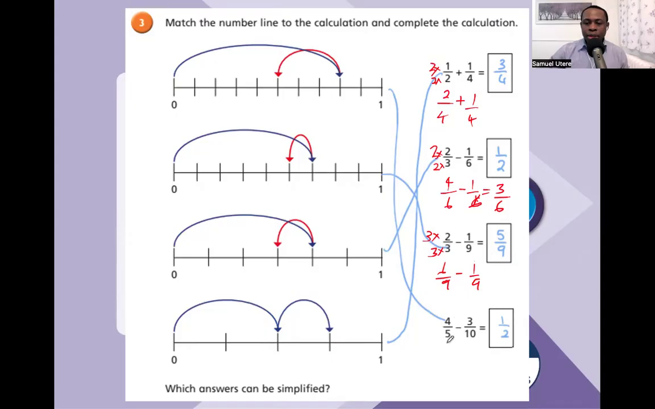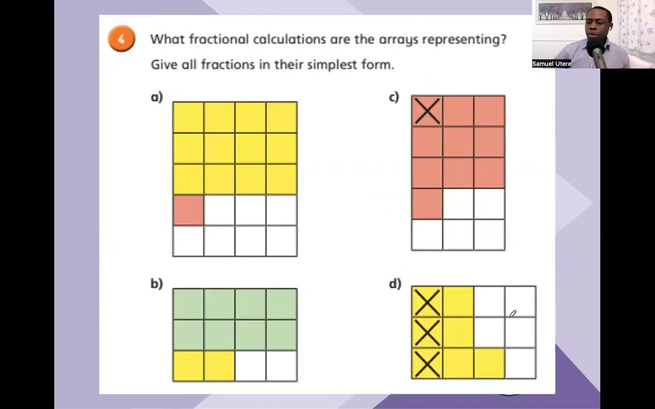Here, you can see the common multiple to both numbers is 10, so we can multiply that by 2 to make it 10. We'll multiply that numerator by 2 as well, so we now have 8/10 minus 3/10, which will give us 5/10, and 5/10 can be simplified to be a half. Pause the video and answer question 4 in 2 minutes.